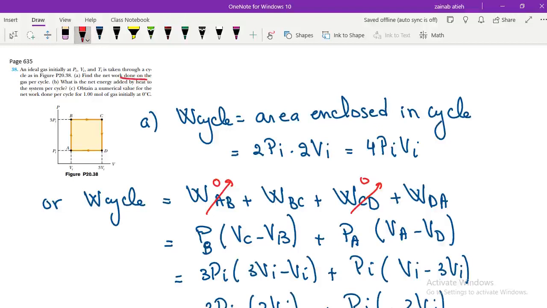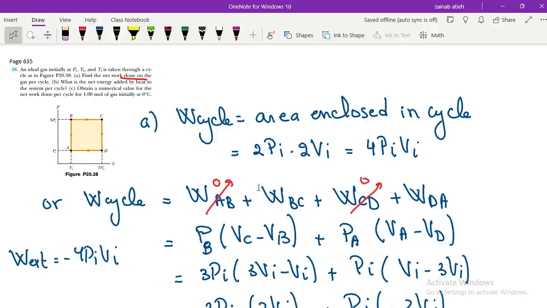When I wrote the second method, I forgot. So the work done on the gas, which is the external work, is equal to minus the work done by the gas, which is simply minus 4 PI VI. Okay, so this is the work done on the gas.